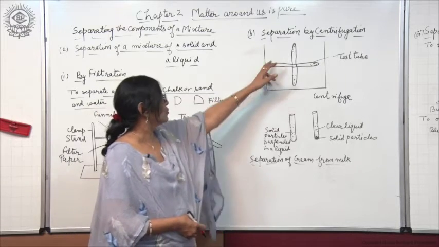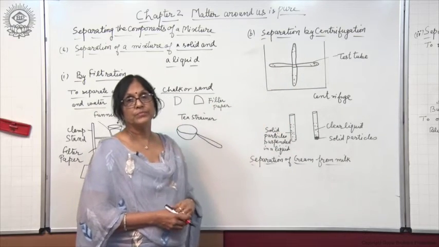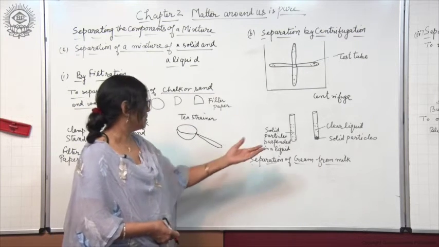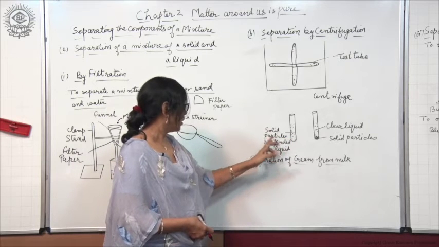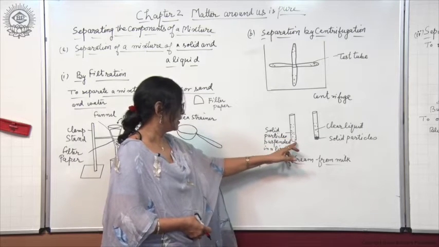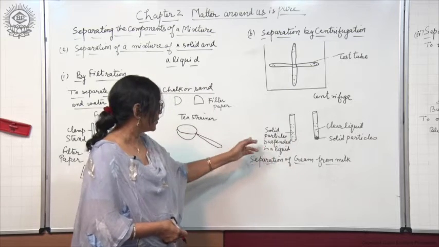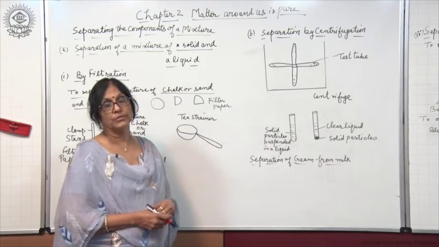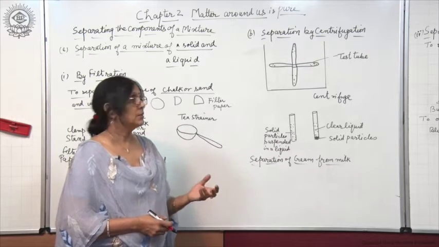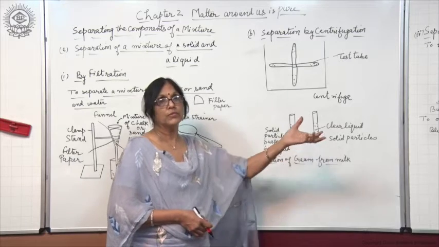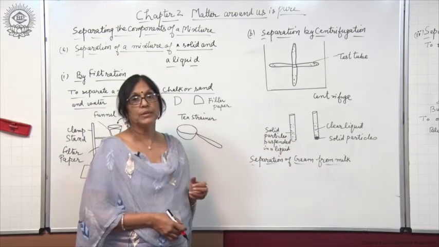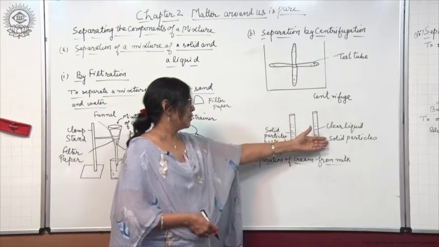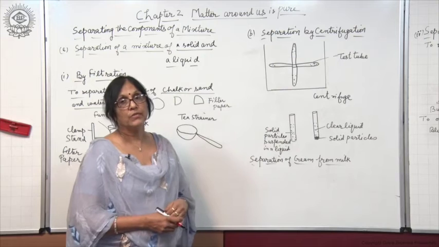When these test tubes are rotated at a very high speed, the solid particles settle down and can then be easily separated. Solid particles are suspended in the liquid before centrifugation, and after centrifugation, the solid particles settle down. Now, you will say solid particles will settle down even if we keep it for some time, but that takes time. To do it fast, we can easily separate solid particles from the liquid by centrifugation.